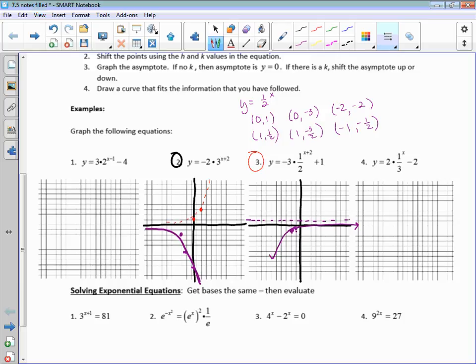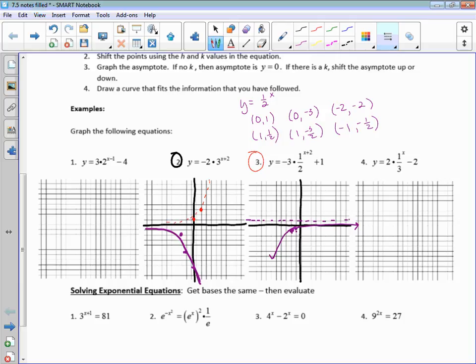Okay? Then I've got two shifts going on. I have to go left 2 and I have to go up 1. So left 2, that just means subtract 2 from your x value. So 0 minus 2 is -2. 1 minus 2 is -1. Okay? And then plus 1, that means add 1 to your y value. So -3 plus 1 is -2. -3/2 plus 1 is -1/2.